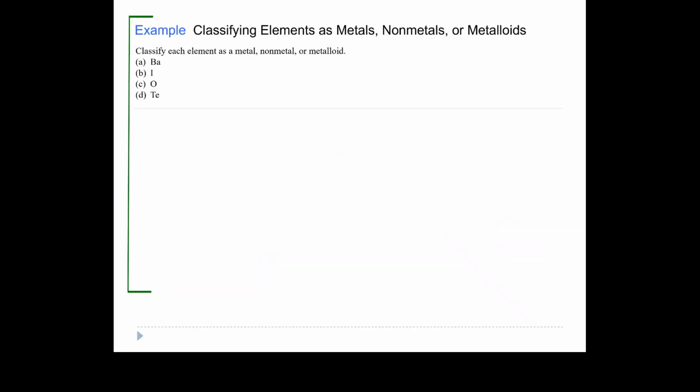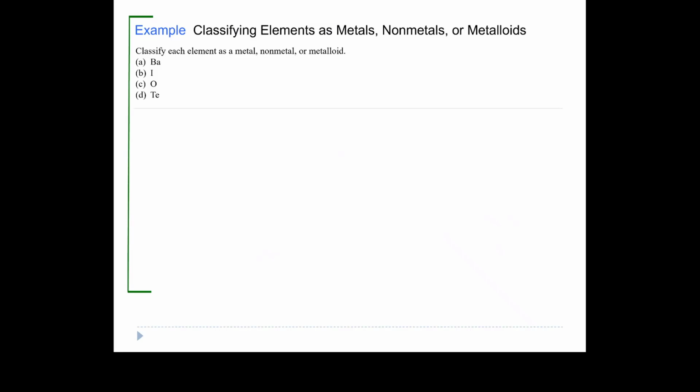So let's see if we can, and this is not a clicker question or anything, let's see if we can sort out what these are. Are they metals, nonmetals, or metalloids? So that first one up there, Ba, that's barium. Find barium on a periodic table and tell me, is it a metal, nonmetal, or metalloid? Where is it located on the periodic table? What's its atomic number? Let's go with that first.